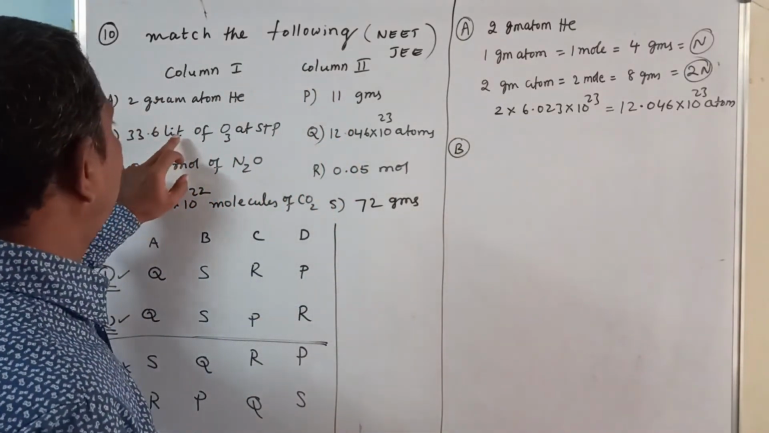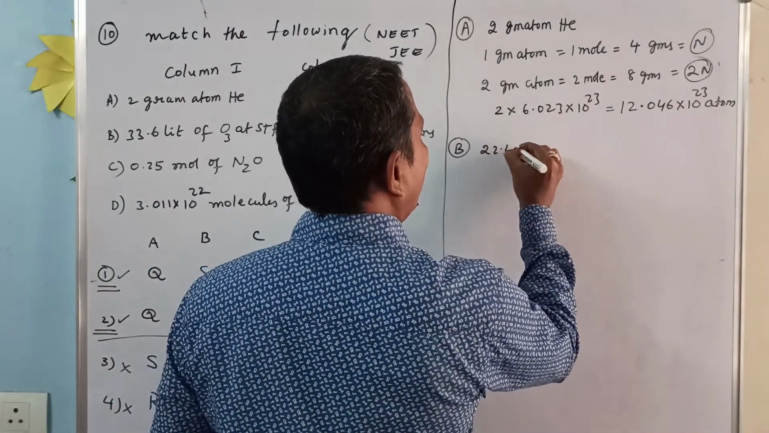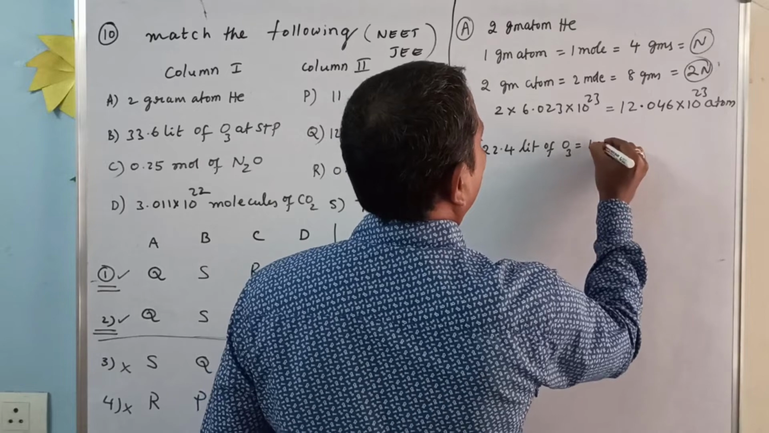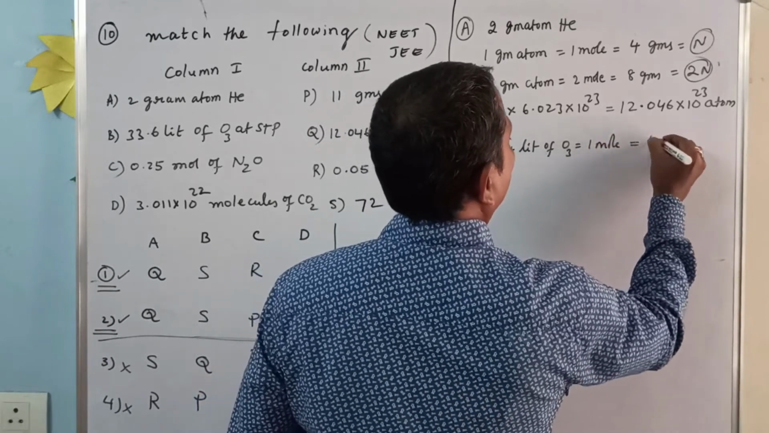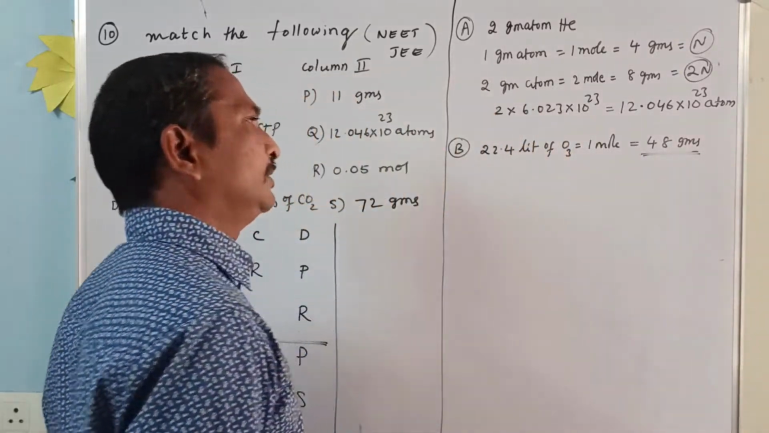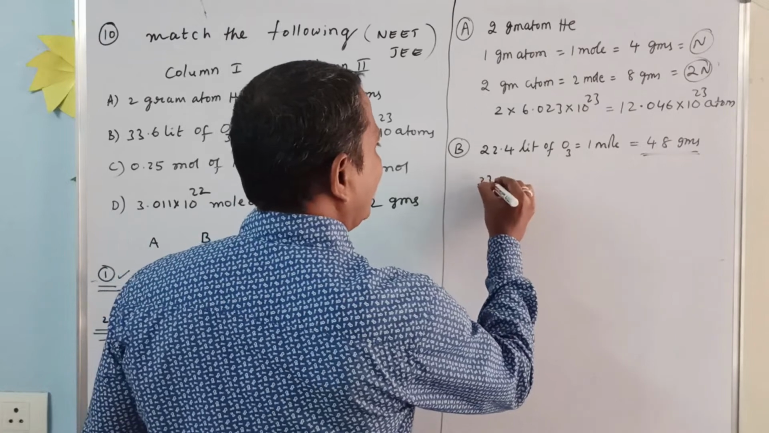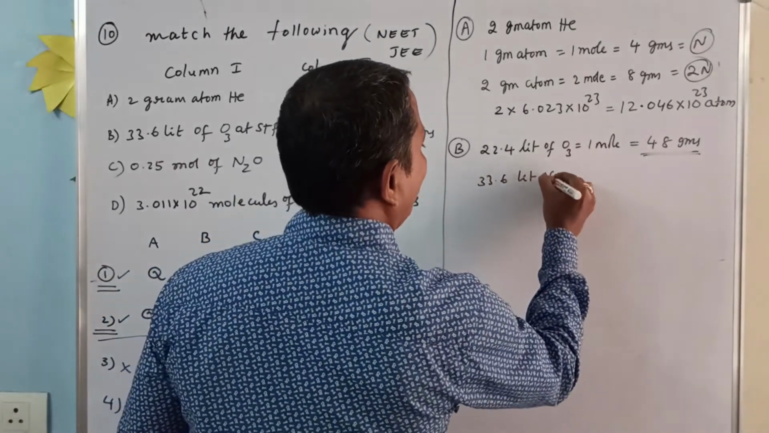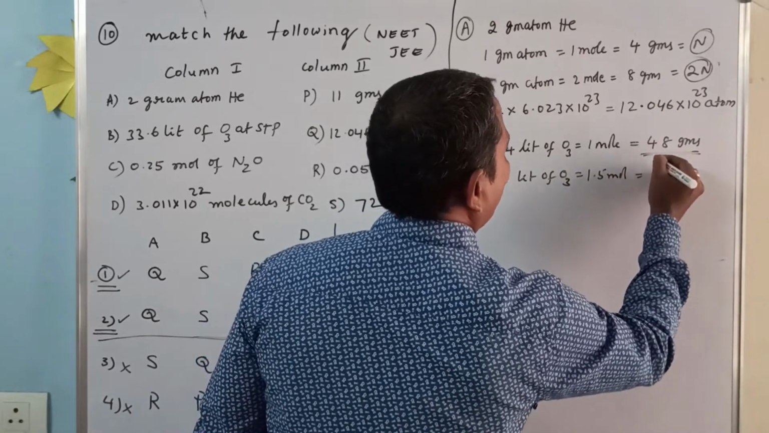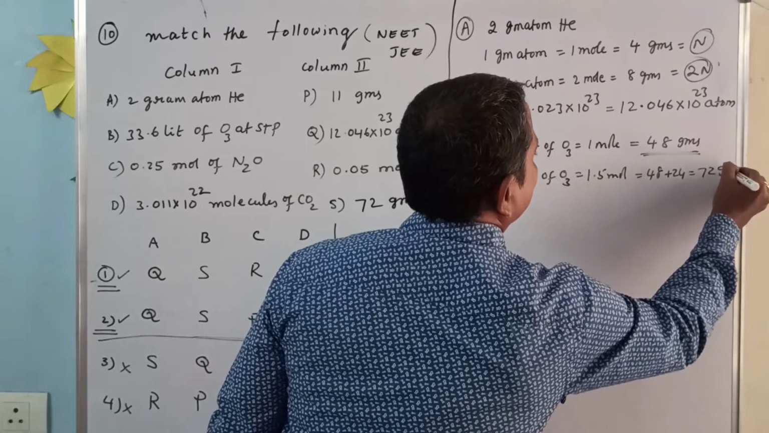B. 33.6 liters of ozone at STP. What we know? 22.4 liters of ozone is equal to 1 mole. That equals 48 grams. Clear? 48 grams. We can also write molecules. 33.6 liters of ozone is equal to how much? 1.5 mole. That is equal to 48 plus 24, that is equal to 72 grams.